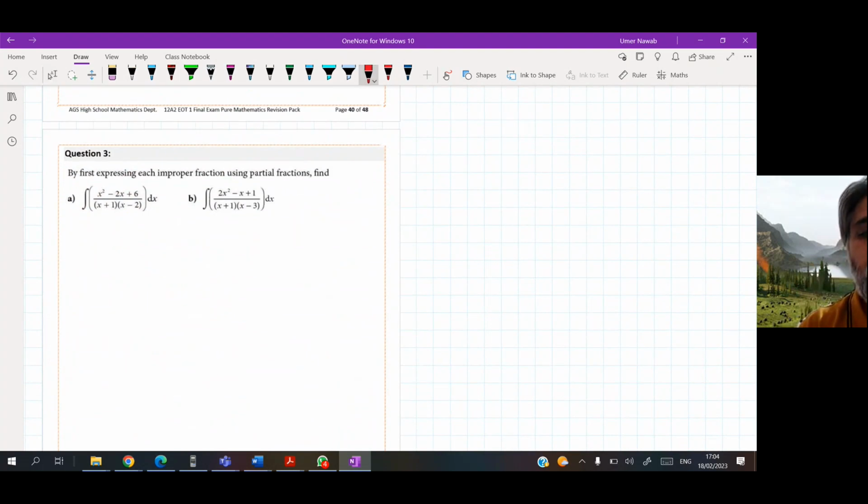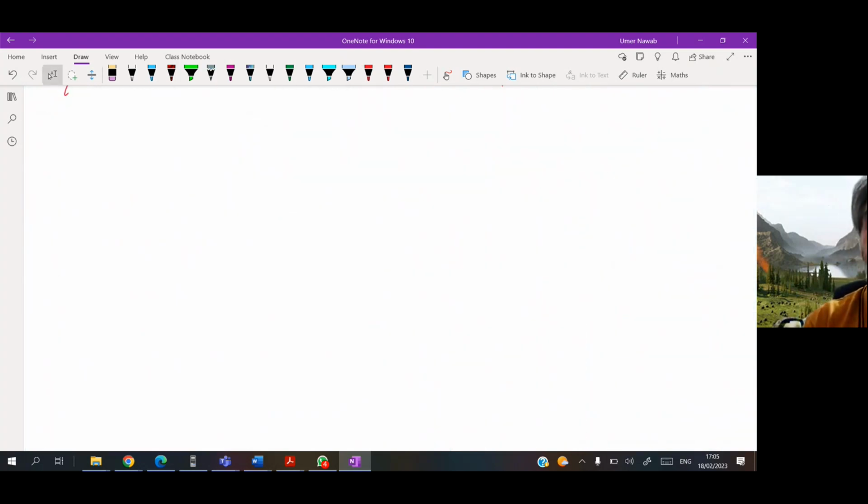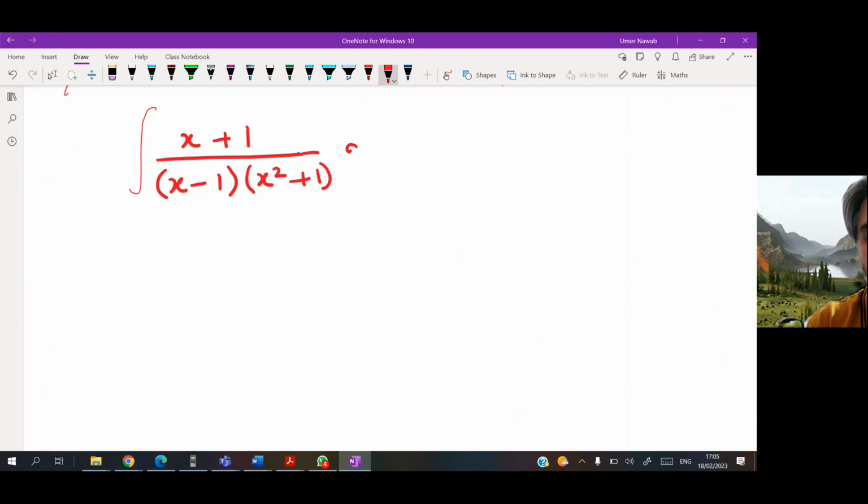This one, you can leave it for this exam because improper partial fractions are not very important. Other than that, I will request you to also get expertise in these types of questions like x plus 1 over x minus 1 and x squared plus 1. What I want to tell you, this is linear and this is quadratic, which you already took. Linear and quadratic.